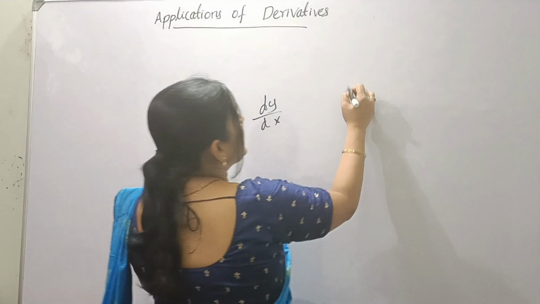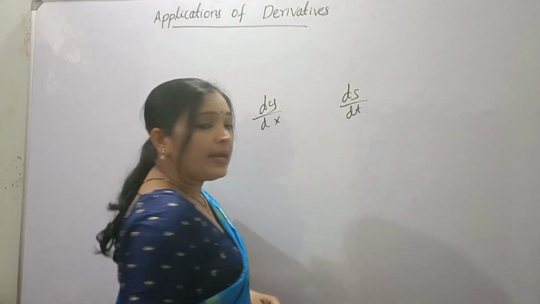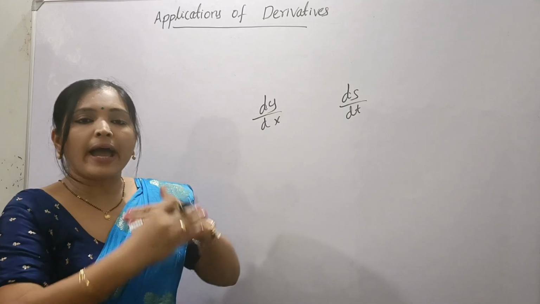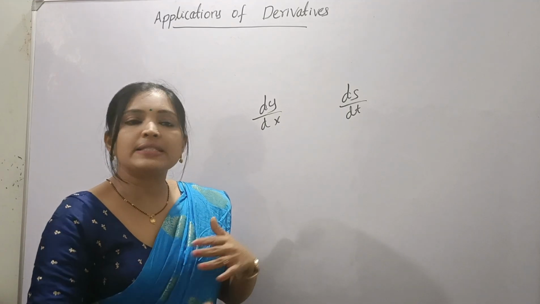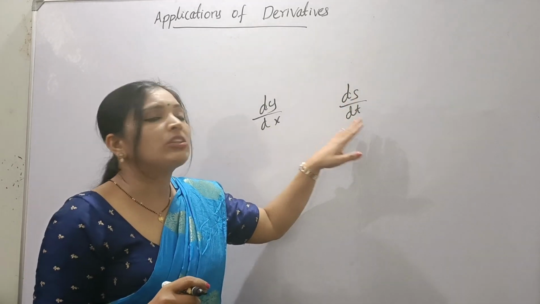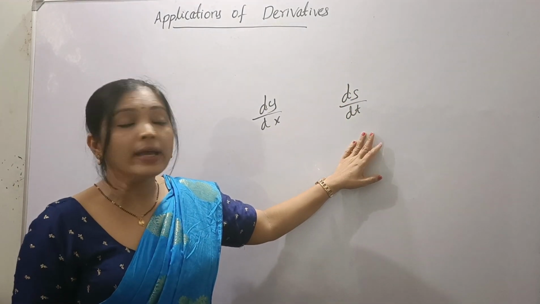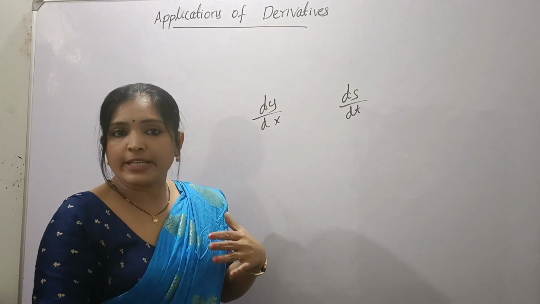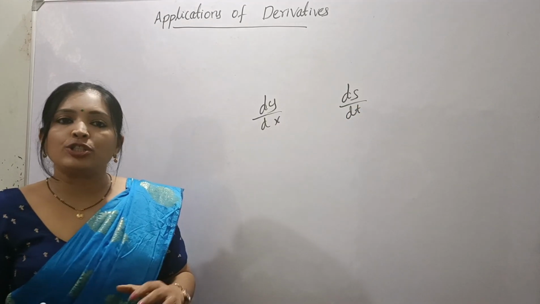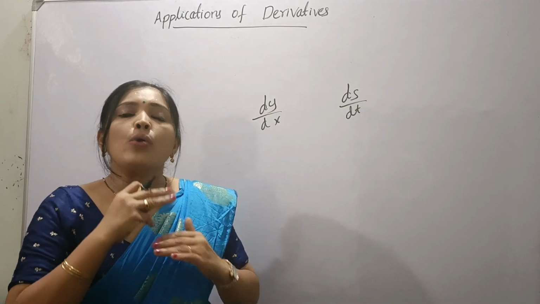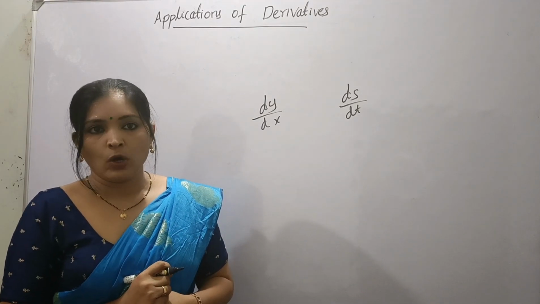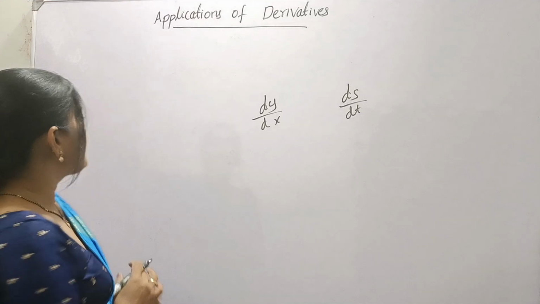Another example, ds by dt. Here s is the distance and t is the time. When time changes, what is the change in distance? That is the rate of change of distance with respect to time, how this distance changes when t changes. So rate of change of quantity refers to how a quantity changes with respect to another quantity. Let's take one example.